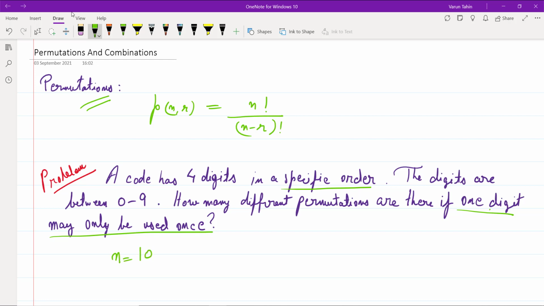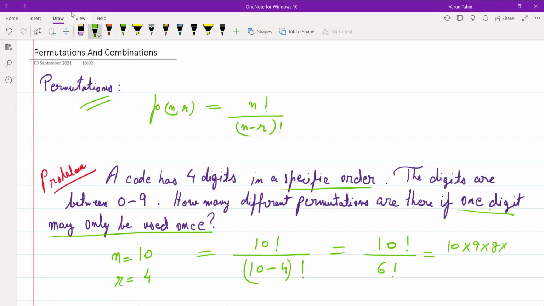So n becomes 10 because 0 to 9 is a total of 10 numbers, and from that we are choosing 4 digits, so r will become 4. The equation here becomes 10 factorial divided by (10 minus 4) factorial. So this becomes 10 factorial divided by 6 factorial, which is 10 into 9 into 8 into 7 into 6 factorial over 6 factorial, and the 6 factorial cancels out. Further it will be 90 into 8 into 7, which is 720 into 7, which is 5040.